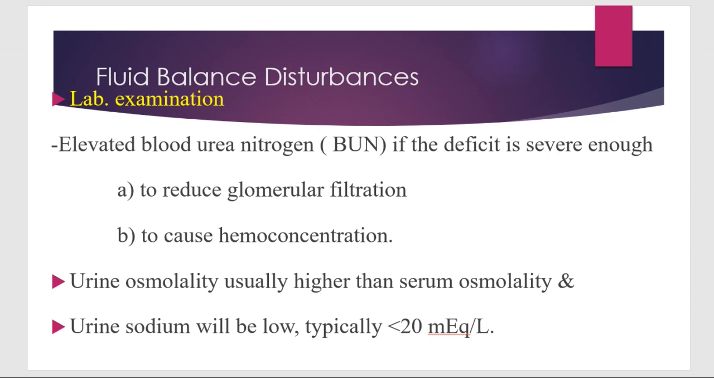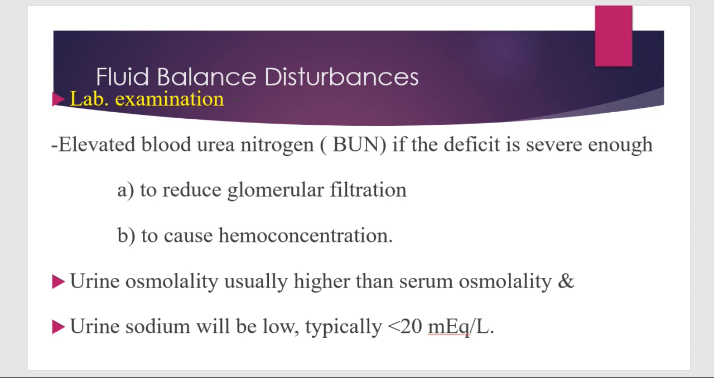Now, during the laboratory examination, if there is volume deficit and the volume deficit is severe, there will be elevated blood urea nitrogen. Why is there elevated blood urea nitrogen? Because due to volume deficit, there is reduced glomerular filtration rate, and the patient also has hemoconcentration due to volume deficit. So blood urea nitrogen on laboratory examination is raised. In patients suffering from volume deficit disorders, the urine osmolality is usually higher. Why higher? Because the kidney is conserving water to counteract the volume deficit.